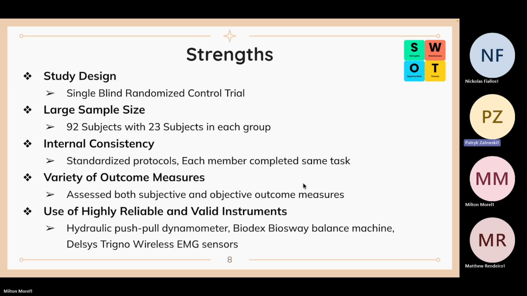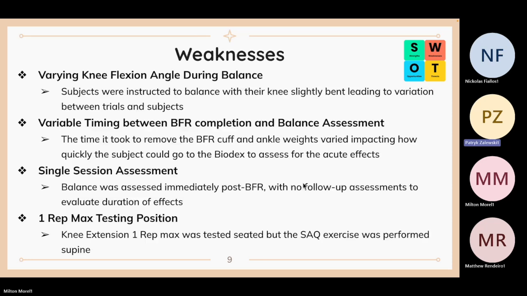Then we also had a large sample size. We were able to collect 92 subjects, again, each with 23 subjects in each group. We had internal consistency, so standardized protocols, and each member completed the same task for each trial. We have a variety of outcome measures that we assess, varying from subjective outcome measures to objective measures. And then we also use highly reliable and valid instruments consisting of the hydraulic push-pull dynamometer, the Biodex BioSway balance machine, and the Delsys EMG sensors.